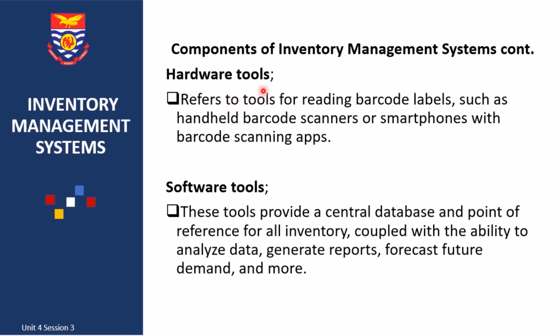So the hardware parts of an inventory management system are the physical aspects which enable inventory management, and they include the tools for barcode labels or the tools for barcode reading, which help organizations to monitor the goods as they move from one point in the supply chain to the other. So hardware tools are basically the physical aspects of inventory management systems, which enable goods to be managed efficiently and effectively in a typical inventory management process.